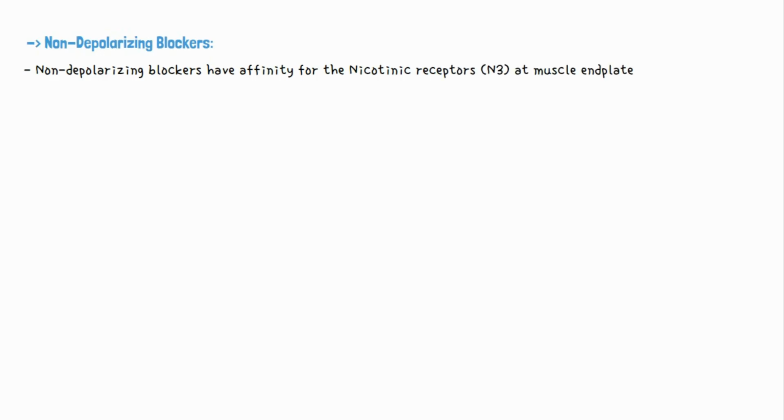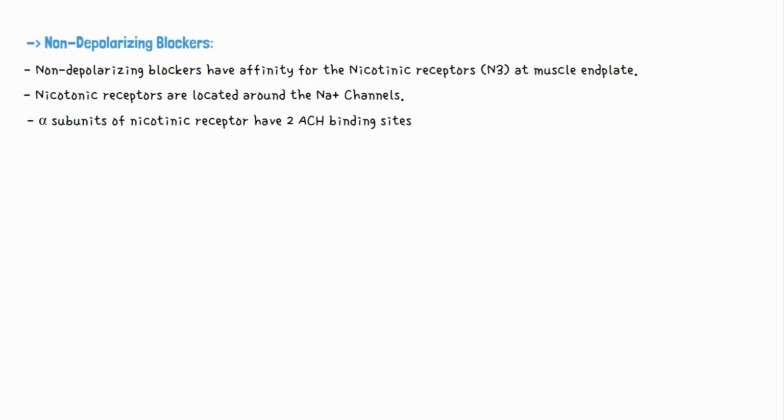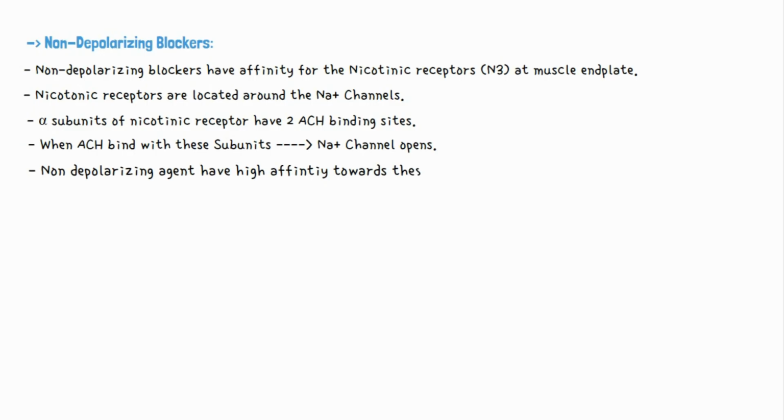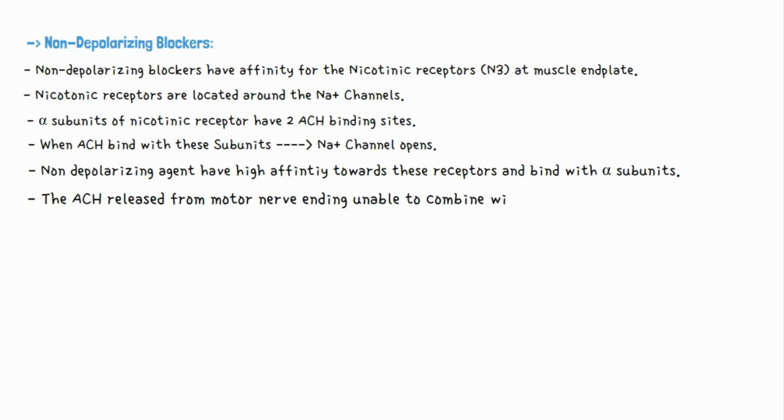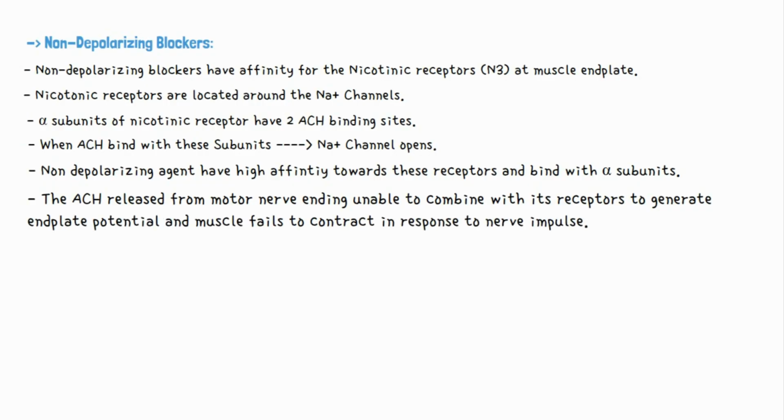Now we will know the mechanism of action of non-depolarizing blockers. Non-depolarizing blockers have affinity for nicotinic receptors at muscle end plate. Nicotinic receptors are located around sodium channels. Alpha subunits of nicotinic receptors have two ACH binding sites. When ACH binds with these subunits, sodium channel opens. Non-depolarizing agents have affinity towards these receptors and bind with alpha subunits. The ACH released from motor nerve ending is unable to combine with its receptor to generate end plate potential, and muscle fails to contract in response to nerve impulse. This is how non-depolarizing blockers work.